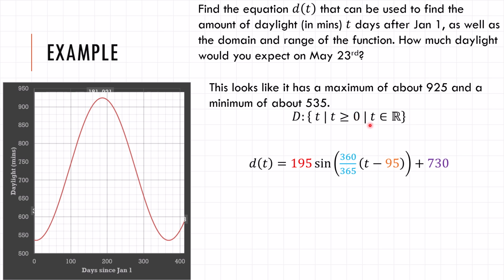Because time is continuous, it can be measured with any real number as long as it's bigger than or equal to 0. The range tells you the maximum and the minimum number of daylight minutes. And here we can see that, of course, I estimated that the minimum was 535 and the maximum was 925. So that is the range of this function d of t.